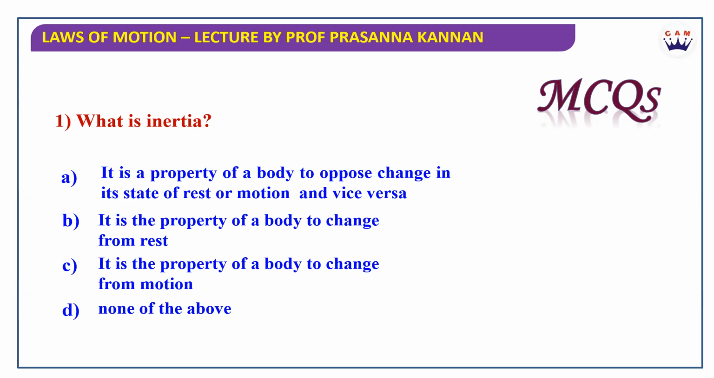It is the property of the body to oppose change in a state of rest or motion and vice versa. Second one, it is the property of the body to change from rest. Third one, it is the property of the body to change from motion. None of the above. Which appropriately defines it? What is the answer? E. It's the property of the body to change from rest.